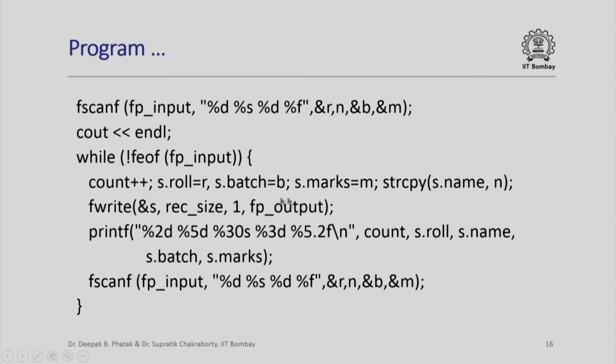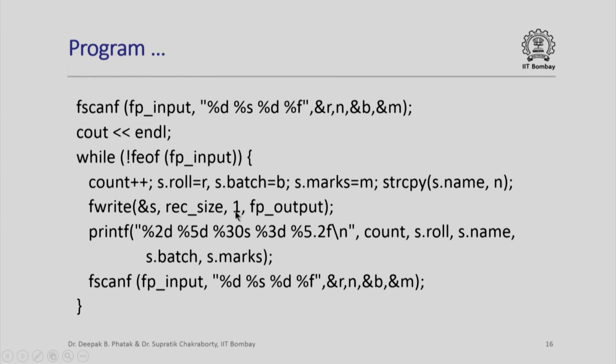Having constructed the values for elements of the variable S, I simply wish to write this structure as is onto an output file. I use the fwrite statement. Please note I pass the structure pointer &S, and fp_output is the last parameter, the file to which I have to write. Notice these 2 parameters, rec_size comma 1. This indicates the number of bytes to be written, which is the size of the record, and this indicates the number of records to be written. So number of bytes in a record and number of records. Usually I will be writing 1 record at a time.